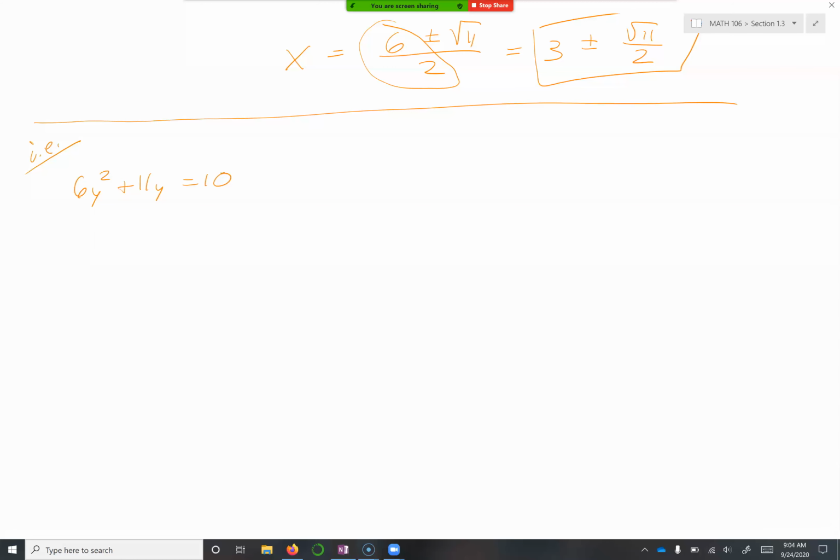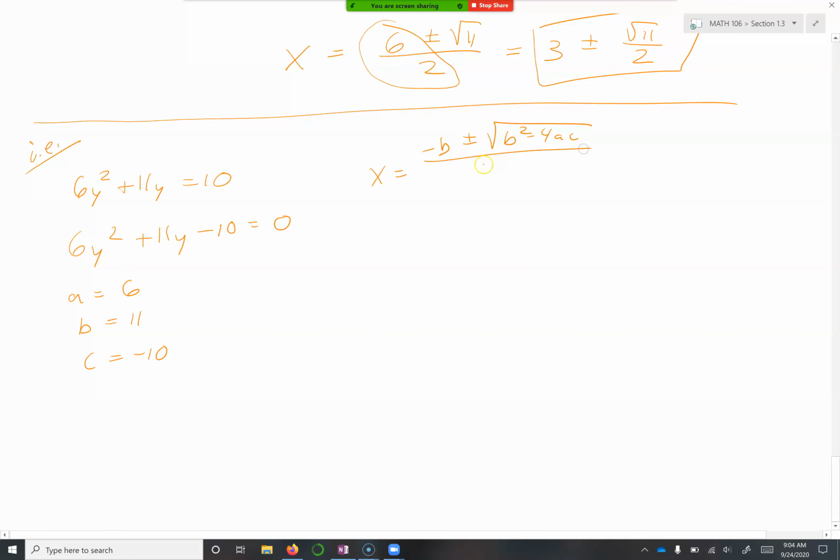Okay, so this is a non-standard form, so you always have to remember to make it into standard form. All right, so we identify A, that's 6, B is 11, C is negative 10. Wonderful. So I'll rewrite the formula here.